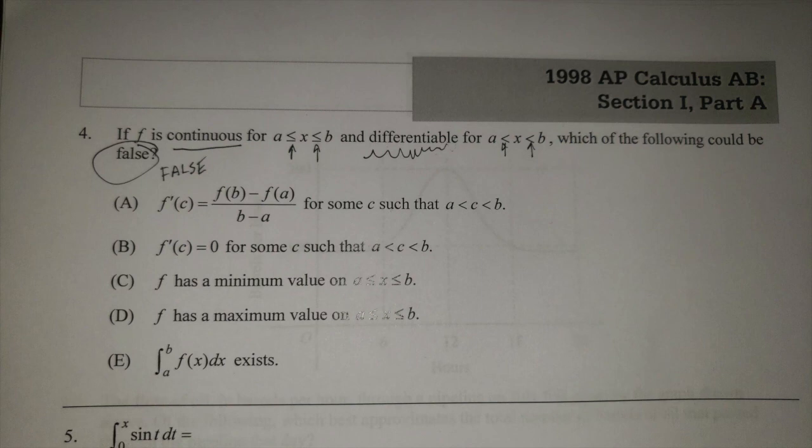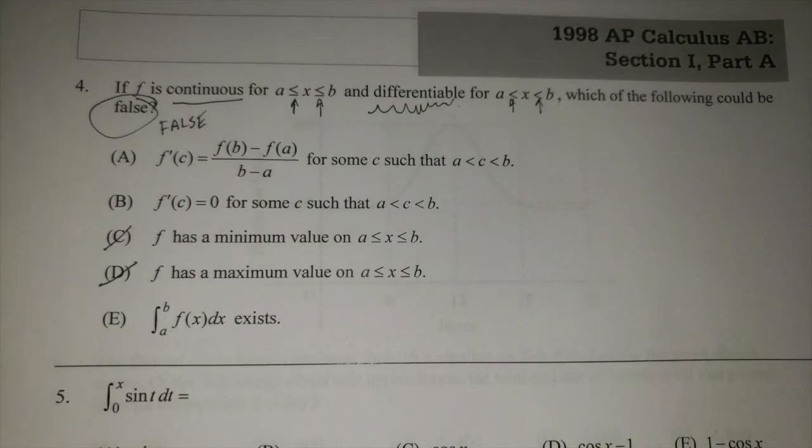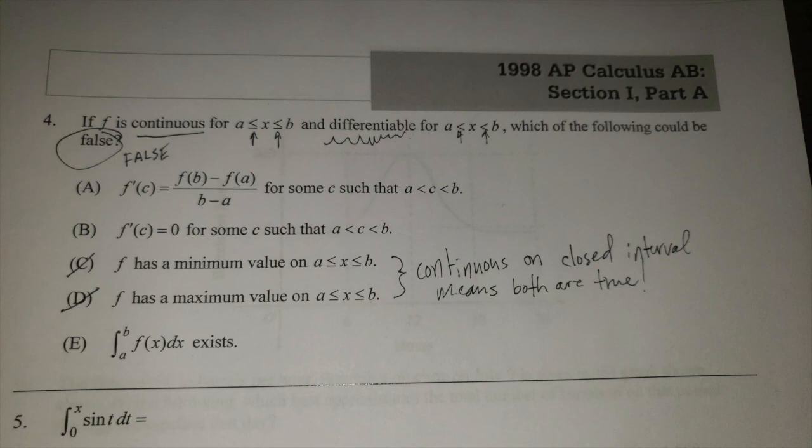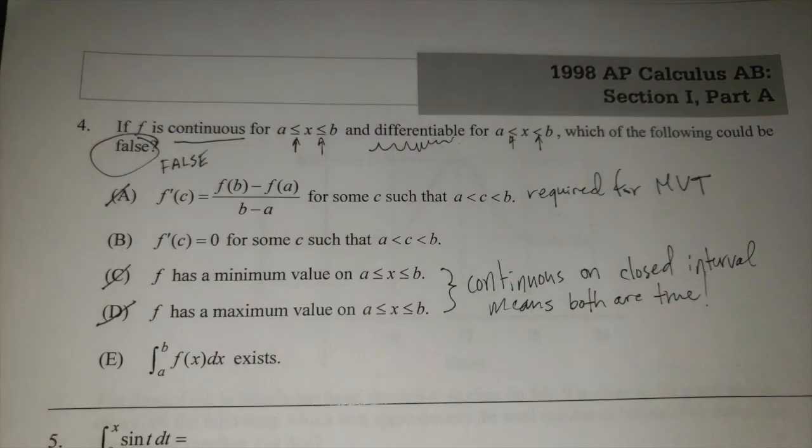Okay, if it's false, I'm going to start looking at the things that only have one part changed. So I have f has a minimum value and f has a maximum value. If we have a continuous function on a closed interval, that means there has to be some maximum and some minimum. So both of those are true. The next thing we want to look at is that f prime of c equals f of b minus f of a over b minus a. Hey, what is that? That's the MVT. What are the requirements of the MVT? That we have a continuous and differentiable function as defined. So that can't be false. That is a part of the statement.